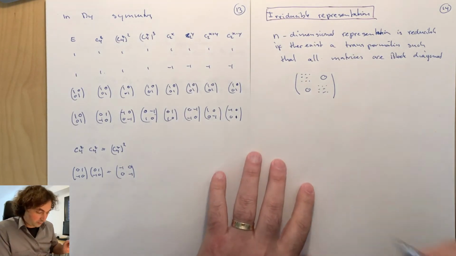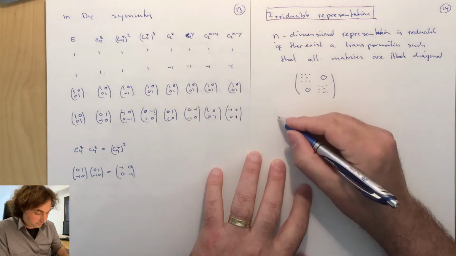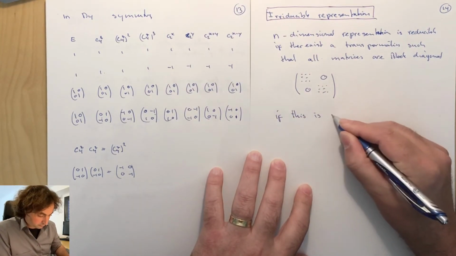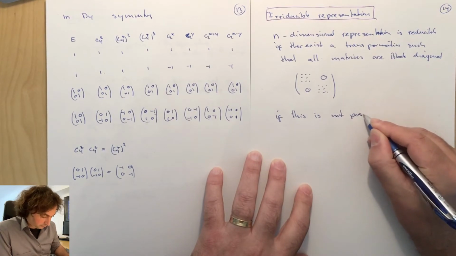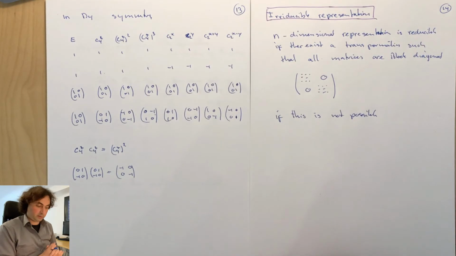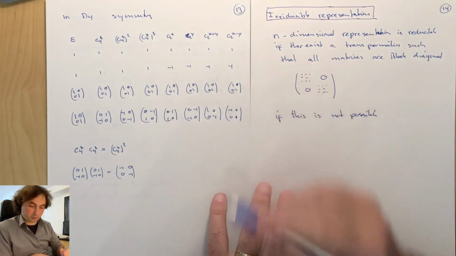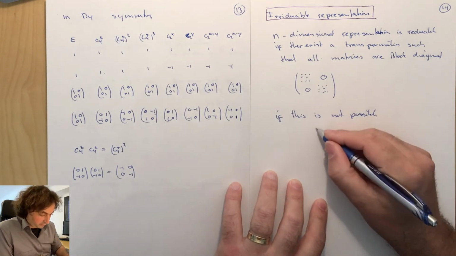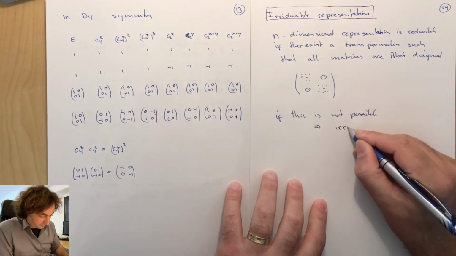So if this is not possible, so there is no transformation that makes your matrices block diagonal, then it's an irreducible representation.